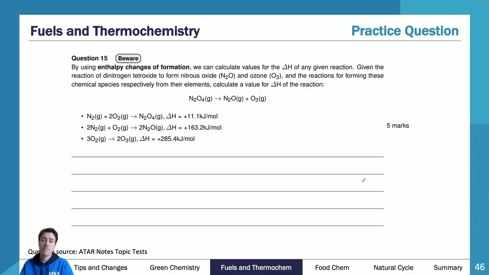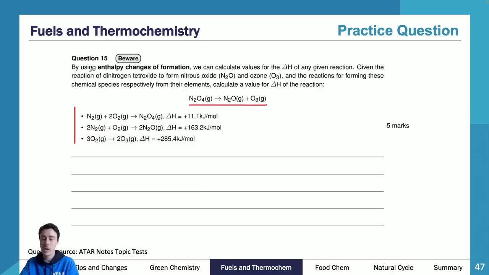So you last year would have done adding together equations to get what you want. Now we're going to work with our delta H's. So the best way to do it is to label 1, 2, 3. So first of all, we have this equation here, and we flipped it. Why did I flip it? I want this, which was on the right side, on the left side.